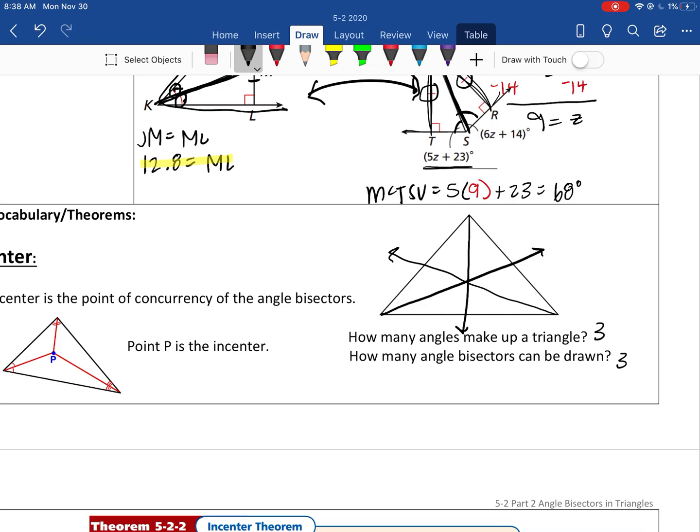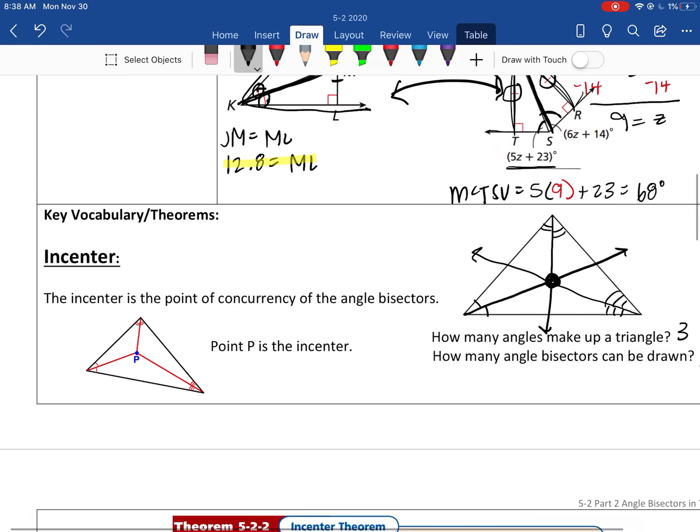There we go. There are your 3 angle bisectors. So these 2 are congruent, these 2 are congruent, and these 2 are congruent. Now where this meets right here is going to be called our incenter. So the incenter is your point of concurrency of your angle bisectors, or where your angle bisectors meet.